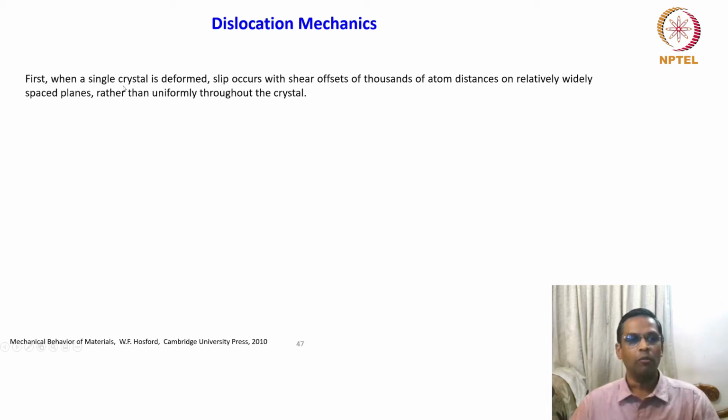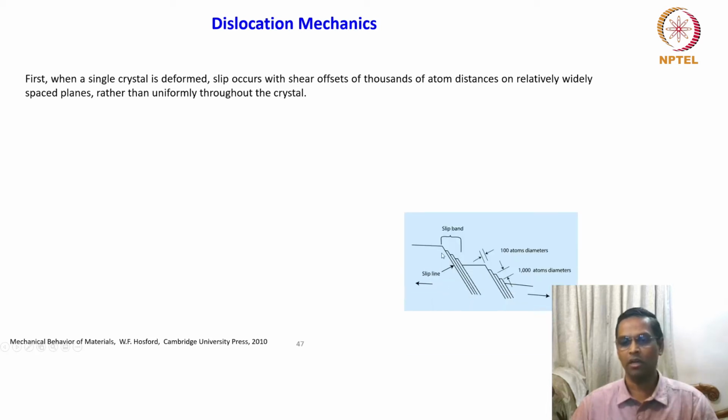So we are now talking about single crystal deformation, which occurs through a mechanism called slip, with the shear offsets, right? This is how most of the textbooks describe the slip. So these are the crystal slip steps, small steps, and this is called the slip line, and this is the shear stress direction.